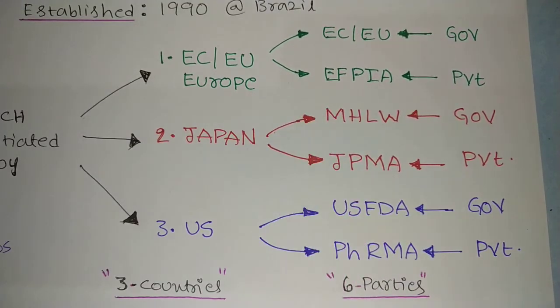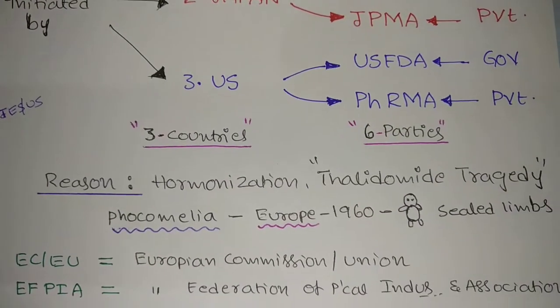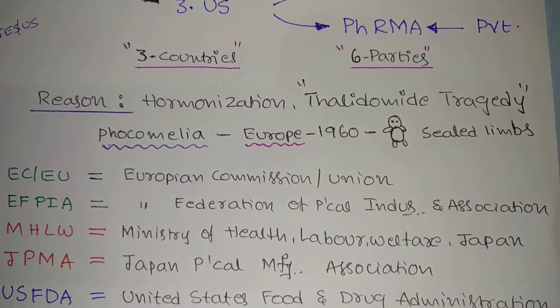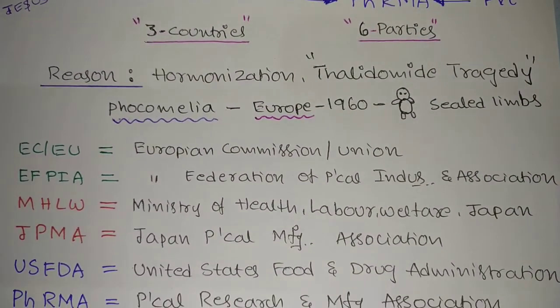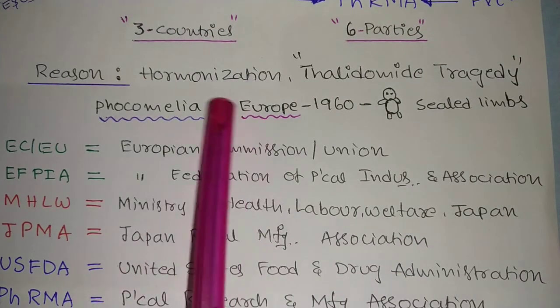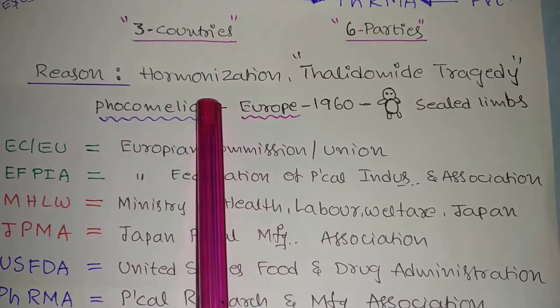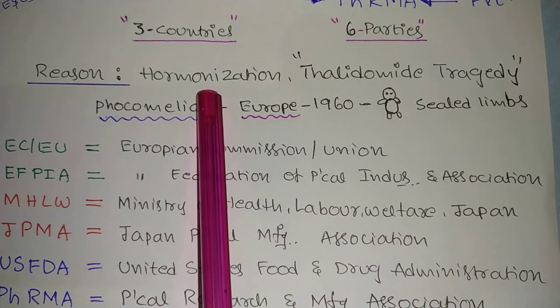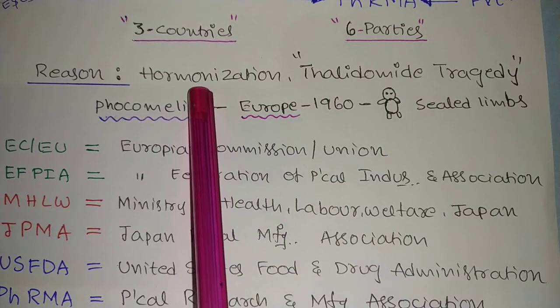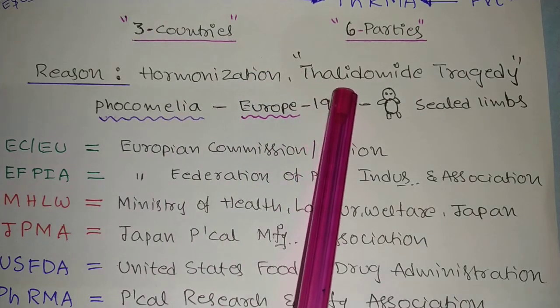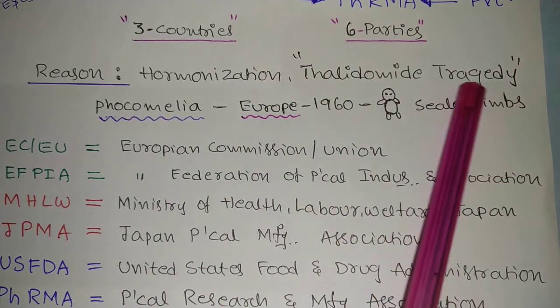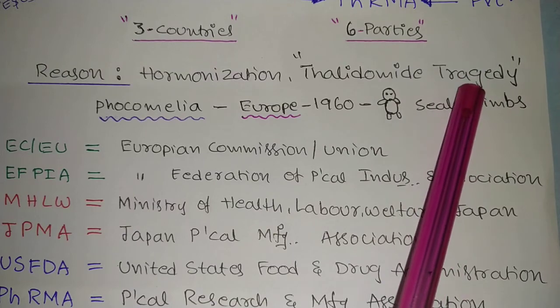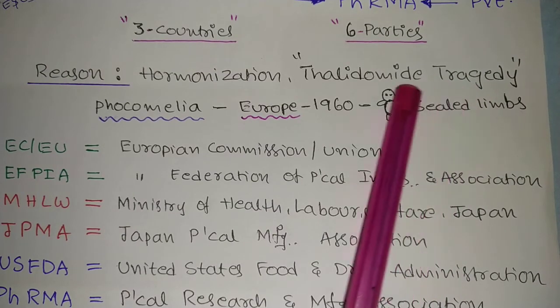These abbreviations I gave already. And why they started this ICH, I have already told you. The reason is harmonization, bringing all the rules and regulatory guidelines onto a single rope. It is a unique project. And one more strong reason is the thalidomide tragedy. This is also very important.